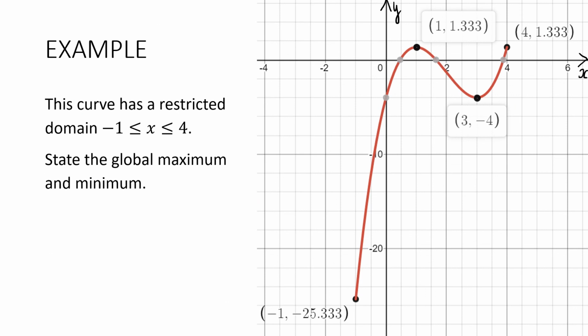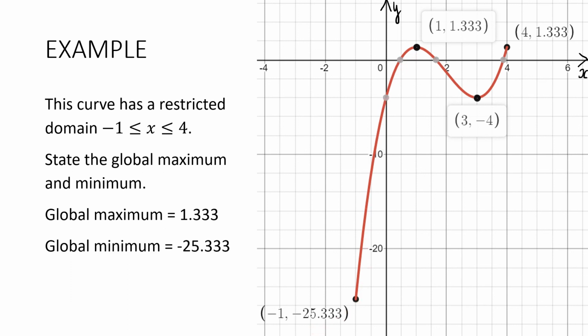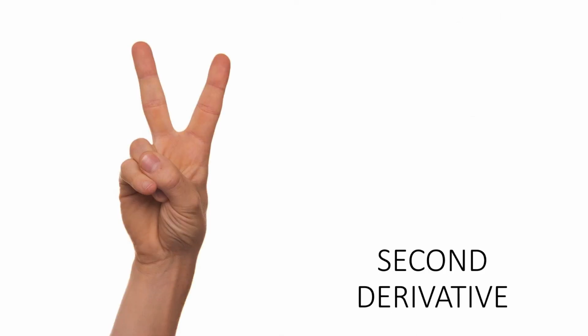Here's another example. This curve has a restricted domain between -1 and 4. State the global maximum and minimum. This is a really easy question. It's really about finding the highest and lowest y values. So obviously the global maximum is 1.333 here and here. It's also the same as this local maximum. And the global minimum is going to be -25.333.